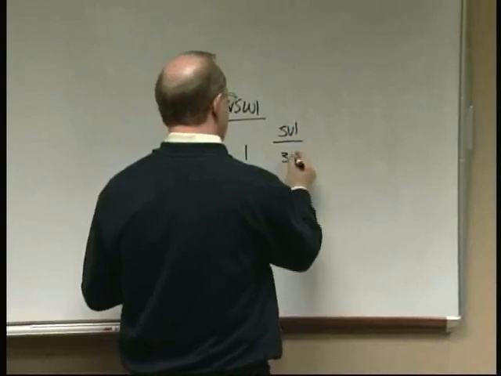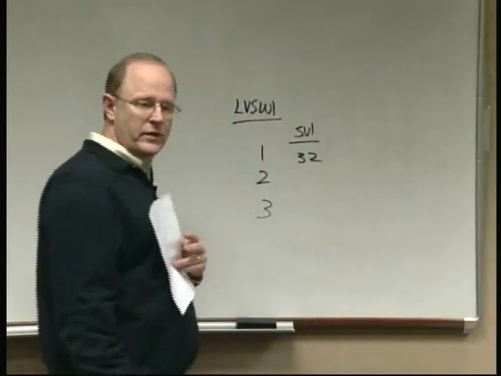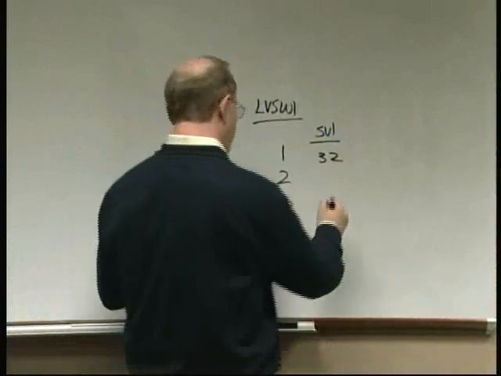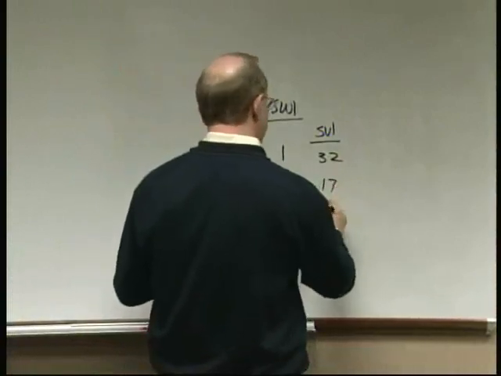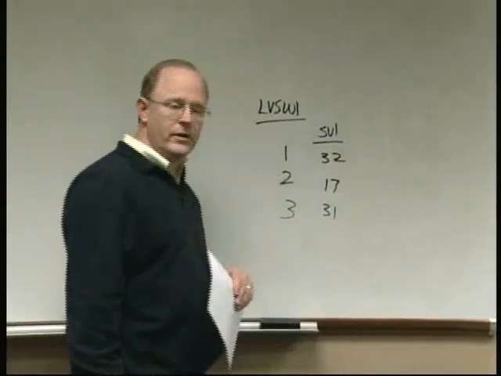Had you done a stroke volume index, what you would have found was that these were the numbers. First patient had a stroke volume index of 32. The second patient had a stroke volume index of 17. And the third one had a stroke volume index of 31.